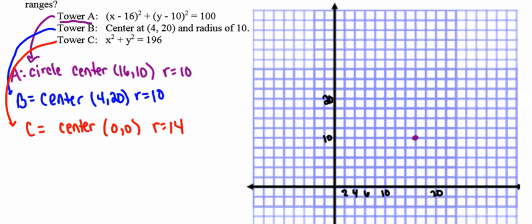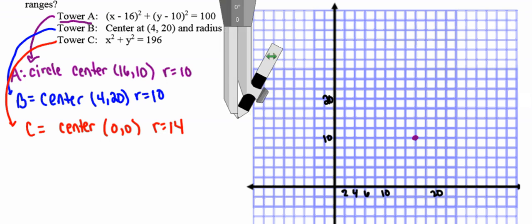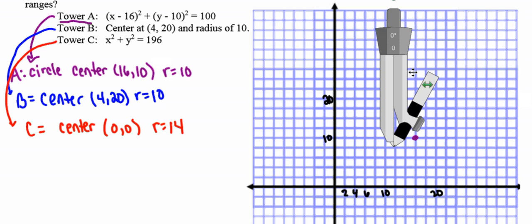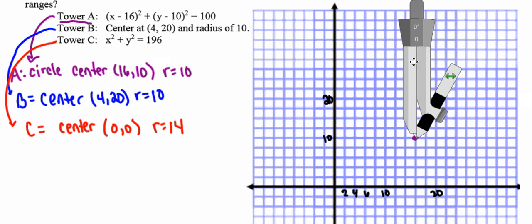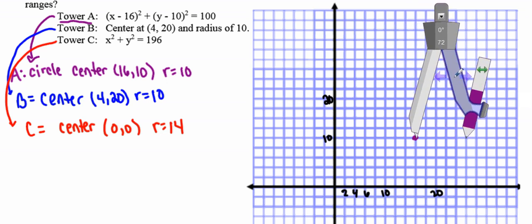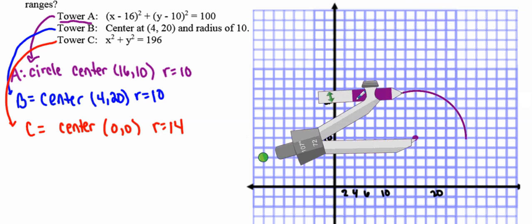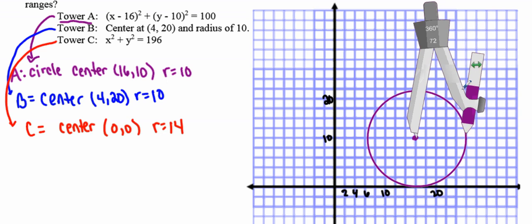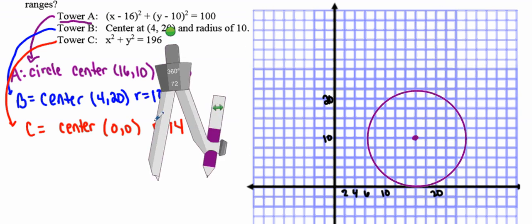Now, in order to draw the most precise graph possible, I'm going to go ahead and grab my compass. You should at home, too, also grab your compass. So that enclosed inside that purple circle is all of the area encompassed by cell phone Tower A.